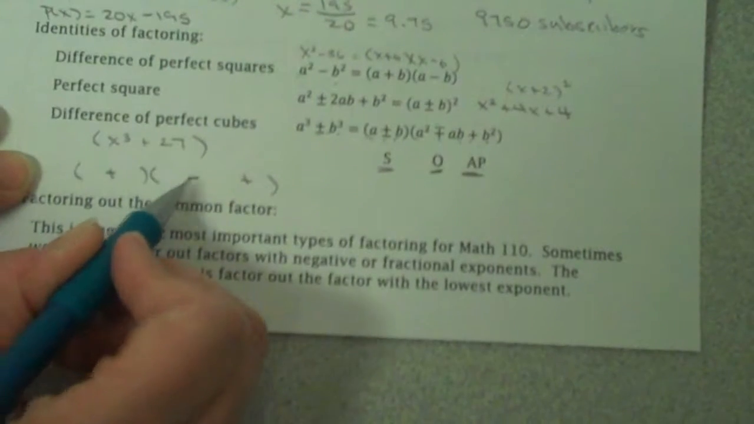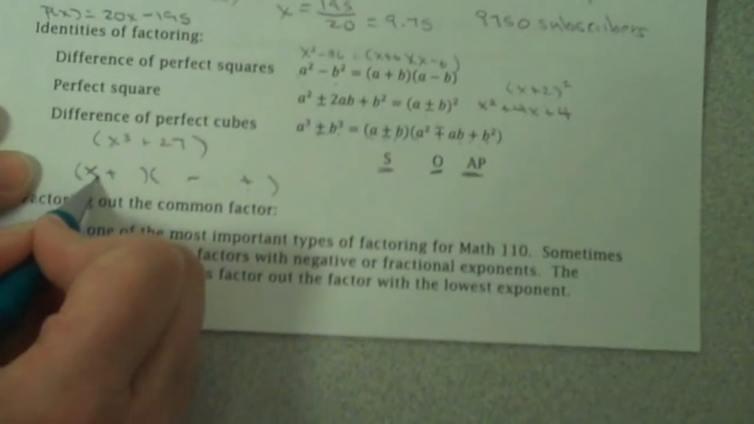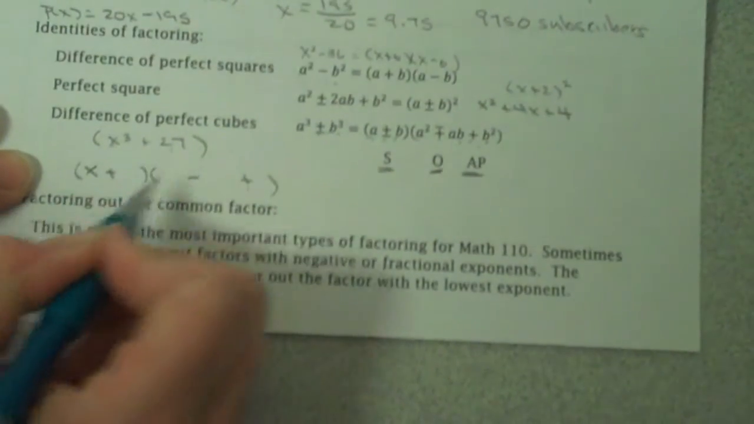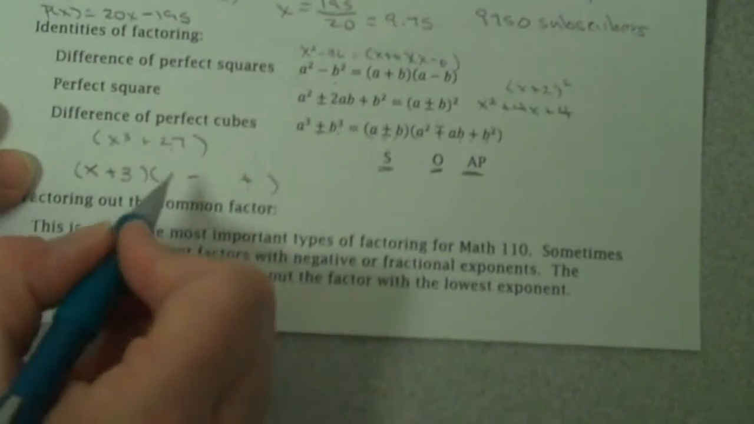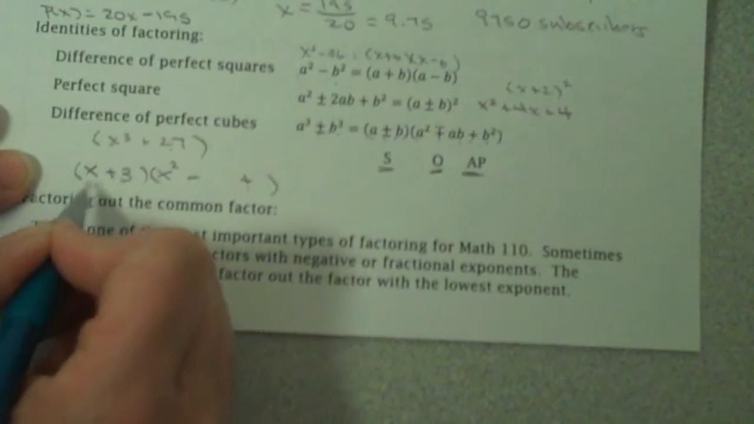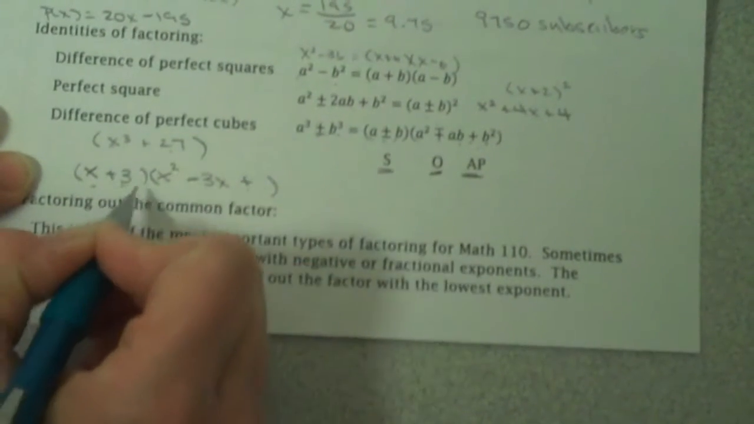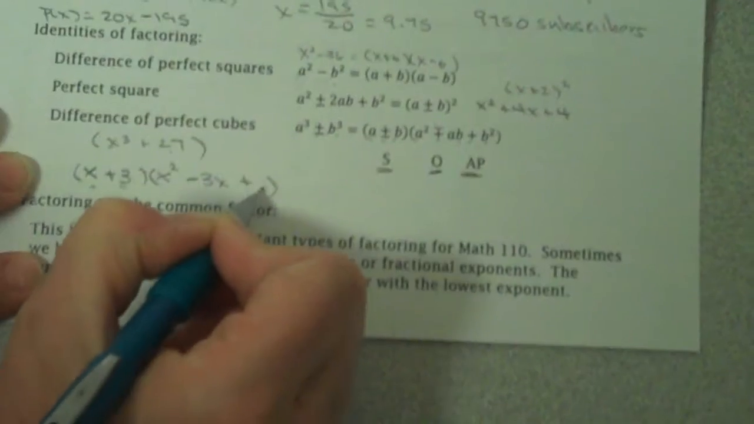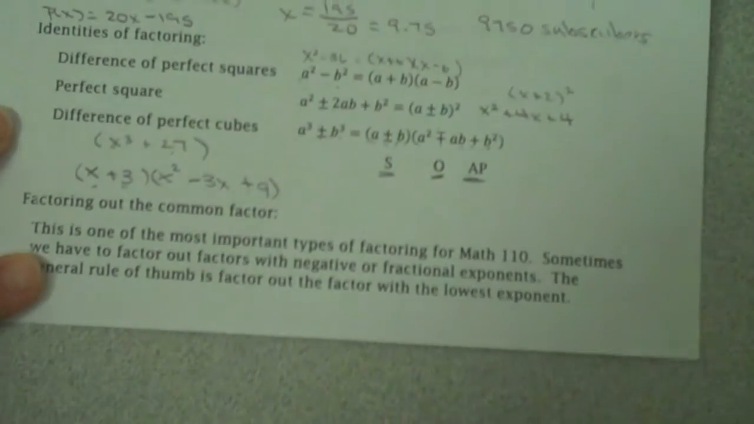Same sign, opposite sign, always positive. You look at x cubed and you put an x here. You look at 27 and you put a 3 here, because those are the cube roots. This is x squared. In the middle is the product of the two, x times 3. And lastly is 3 squared, which is 9. And that's how you factor the sum of two perfect cubes.